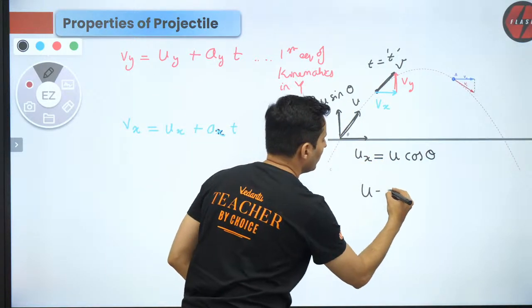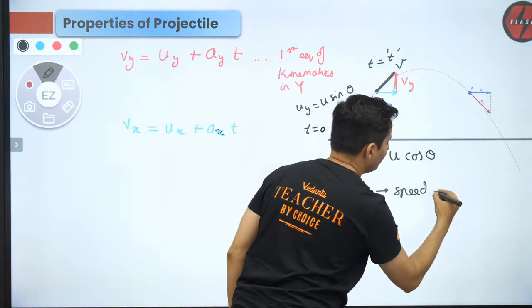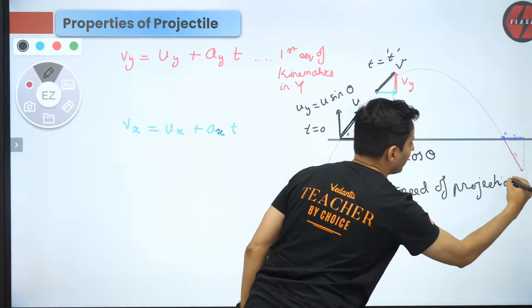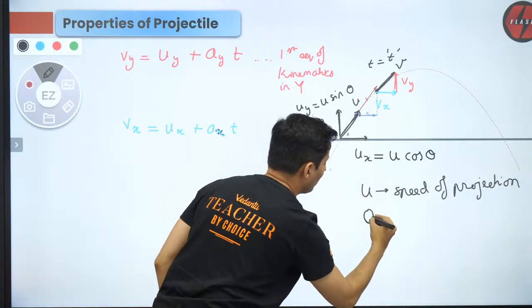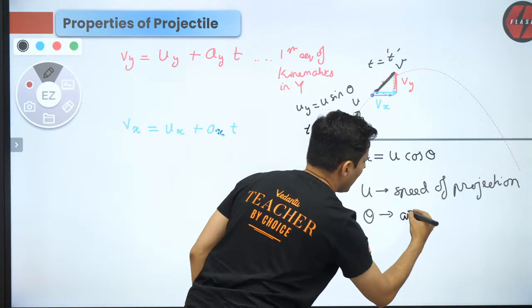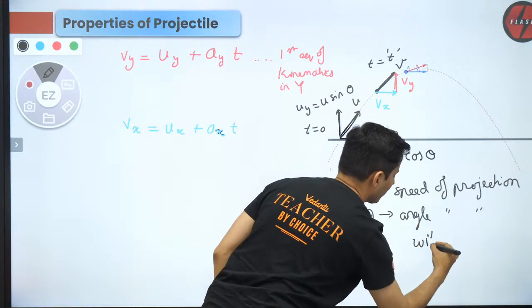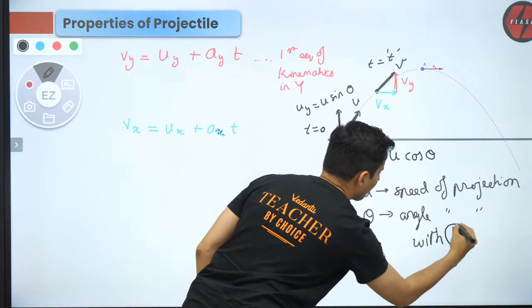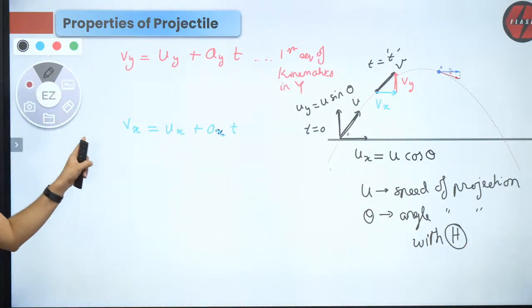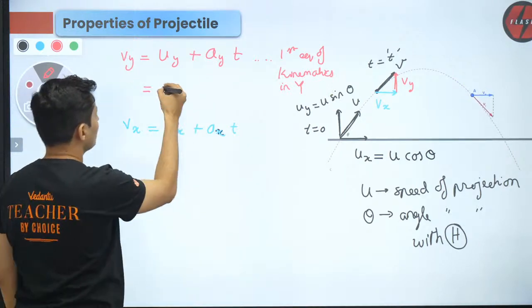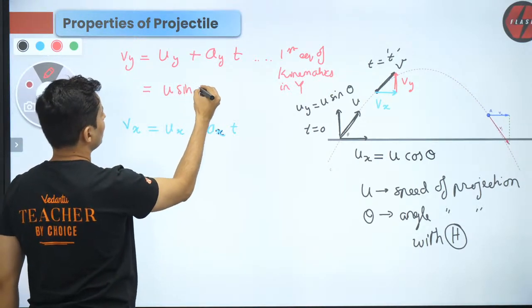So what is u? U is called the speed of projection. Remember that. These are all useful for solving problems. Theta is the angle of projection with the horizontal, of course. Now, let's apply these equations. What will you get? Uy, what is uy? It is just u sine theta.